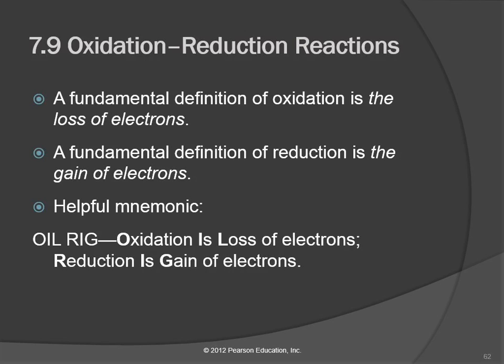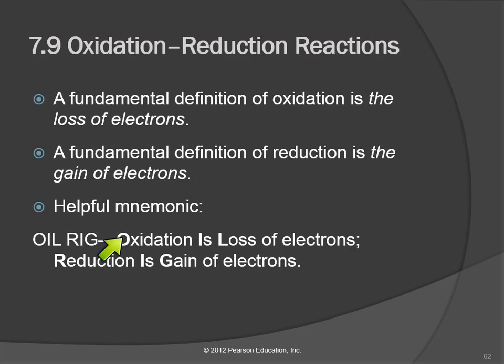So the way we define oxidation is it's the loss of electrons. So when one compound loses electrons, it is oxidized. Reduction is the gain of electrons. So if one thing loses, the other has to gain. We can't have electrons just appearing and disappearing. So this is helpful to remember which is which.